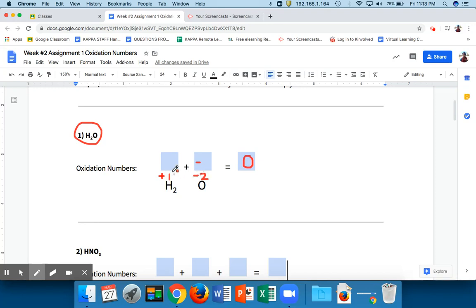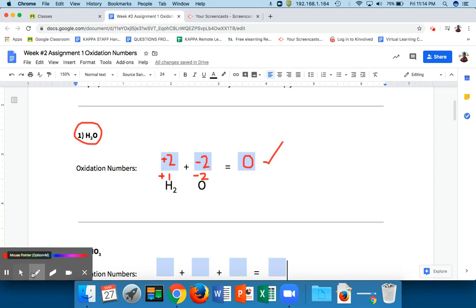Now, there are two of them. So this actually gives us a +2, and because there's only one oxygen, this remains a -2. So +2 plus a -2 gives me 0. Now I did it correctly.